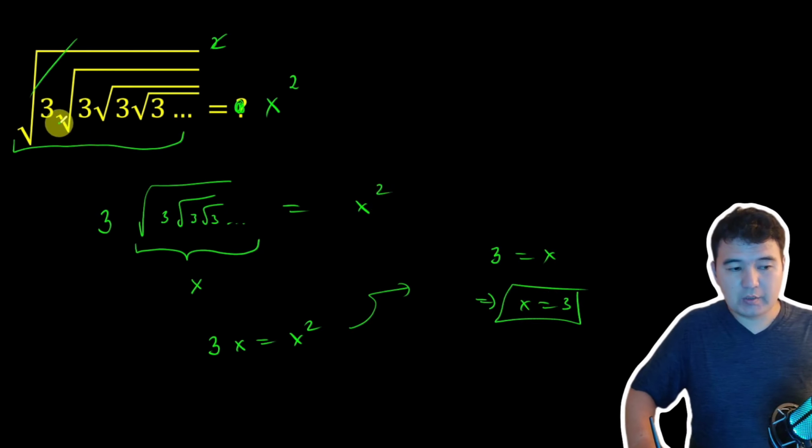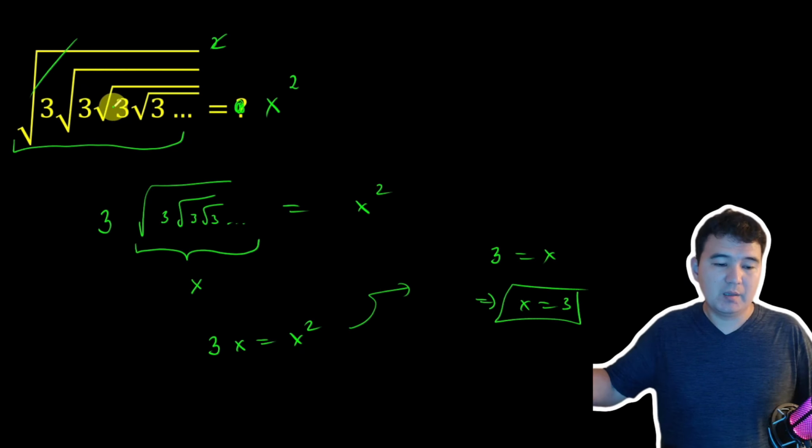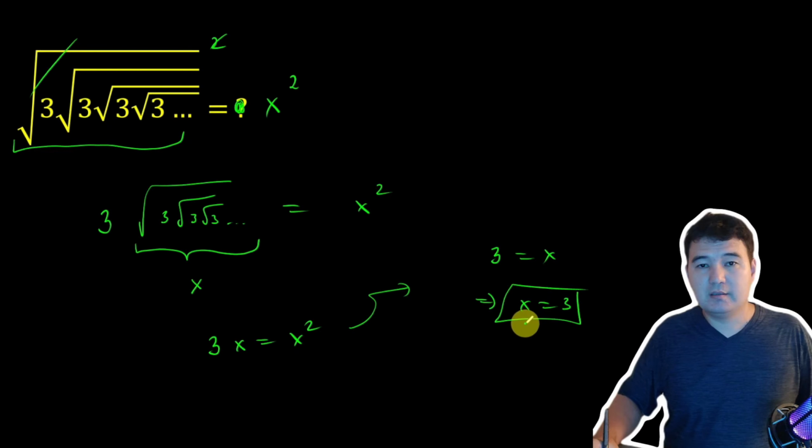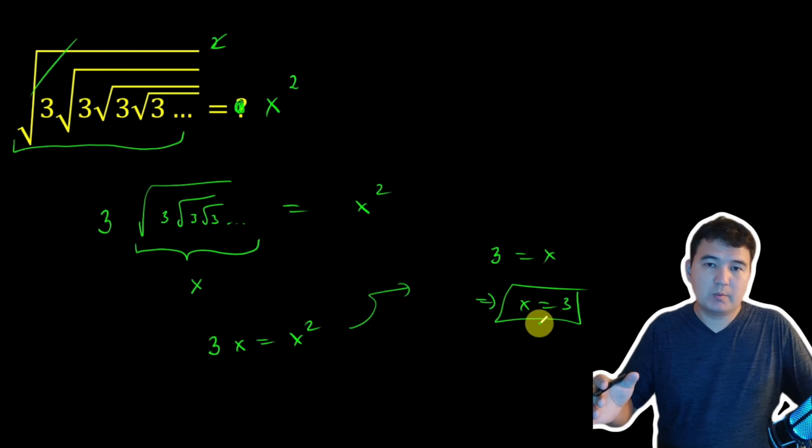So if you do the square root of 3 and square root of 3, square root of 3, nested infinitely many times, that number turns out to be equal to 3. So this was our set of problems with radical expressions.